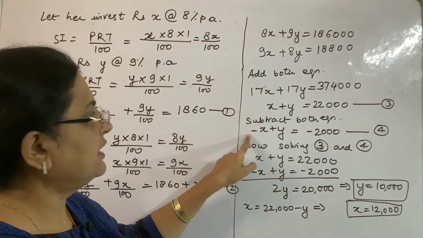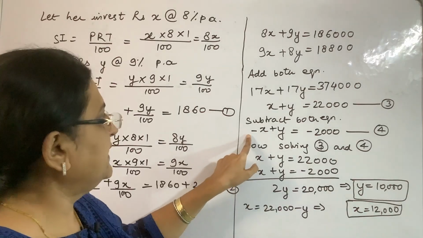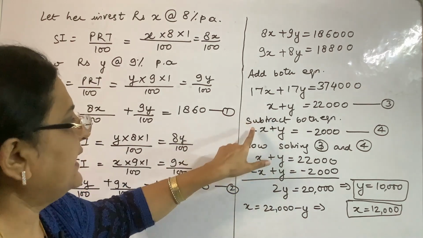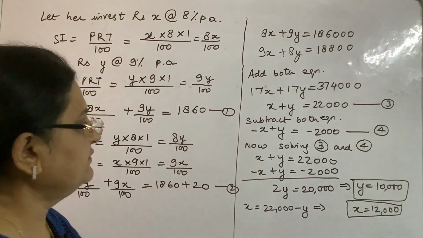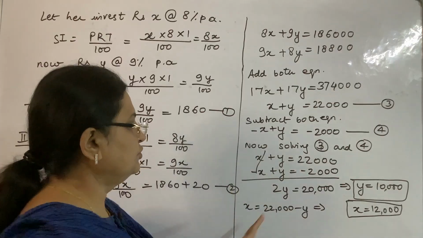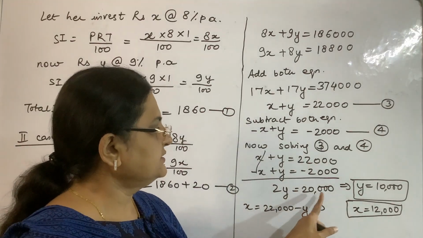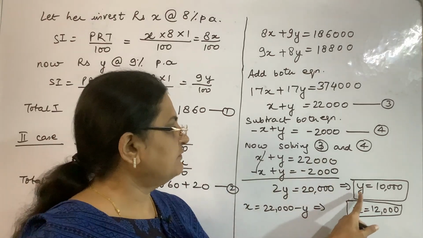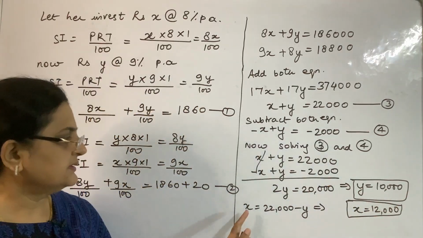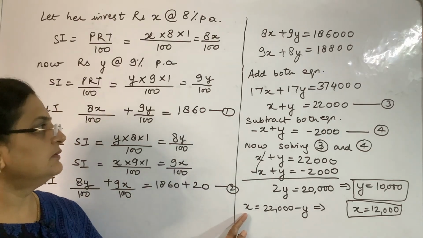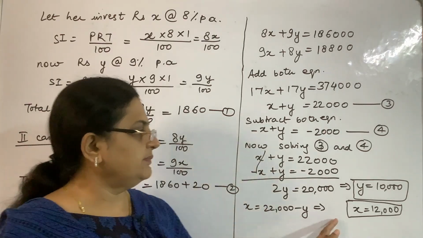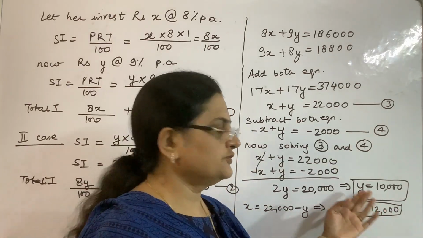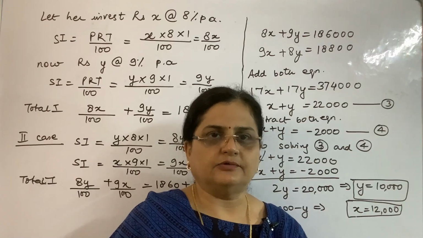Now solve these. Now we have done what? We have made the coefficients equal, and very easily. Now add both these equations, you will solve. So this will get cancelled out. 2y will be equal to minus 2000 plus 22,000, that means 20,000. So y will be equal to 10,000 rupees. Substitute this value in equation 3. You will get x will be equal to 12,000 rupees. So the amounts invested are rupees 12,000 and rupees 10,000.